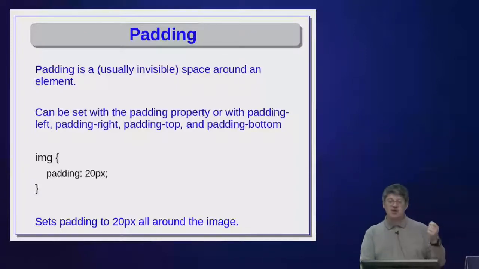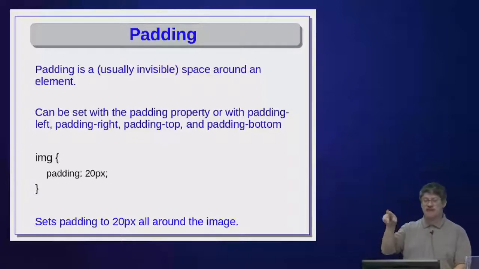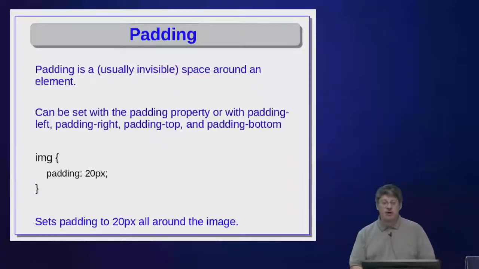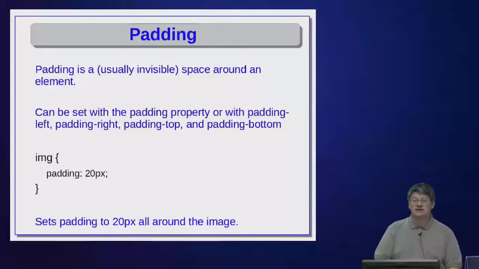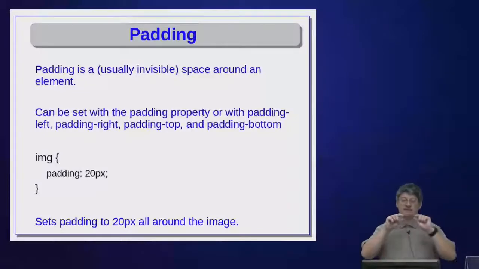Here's a rule that takes all image elements and gives them 20 pixels of padding all the way around. As with the margin, we can set the padding to be 20 pixels all the way around the image, or we could have two dimensions. We could set top and bottom padding to one value and left and right padding to another. We could have three values that specify top, bottom, and then the left and right padding. Or we could have a four-value padding rule that sets padding for top, bottom, left, and right.